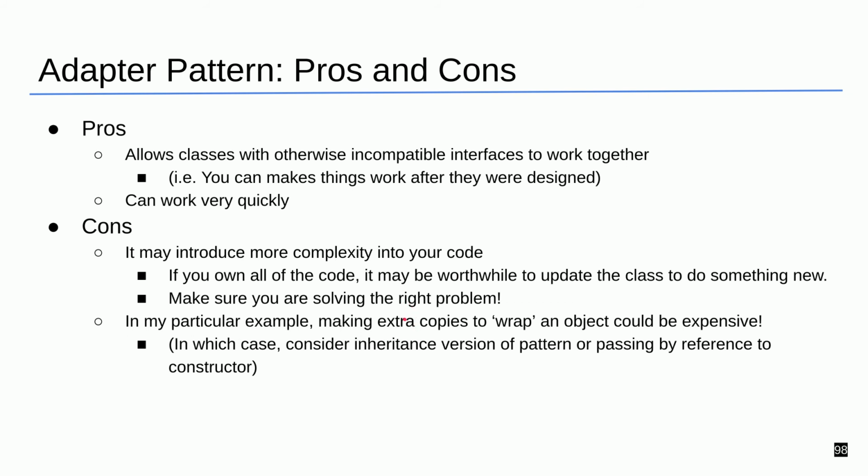In my particular example, again, what I showed was I was making an additional copy to wrap an object, and that could be expensive. So you might think instead about using inheritance in this pattern. You can do both. Okay, I showed one example with composition.